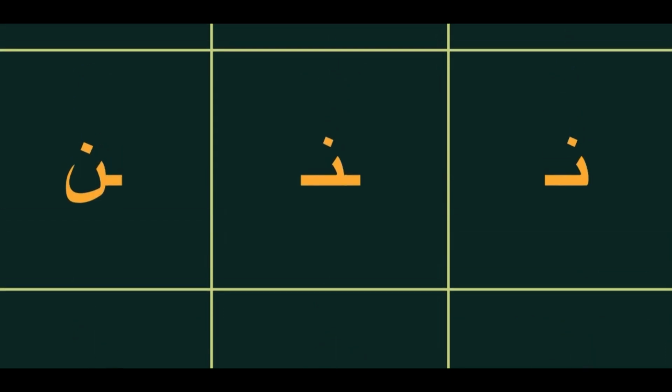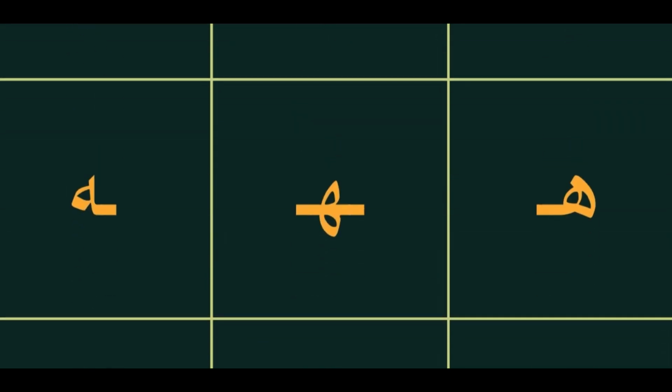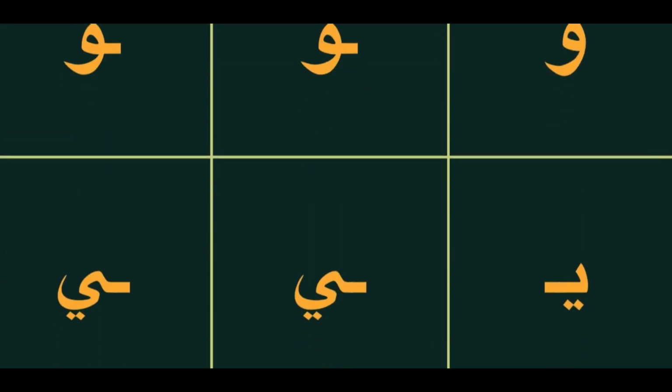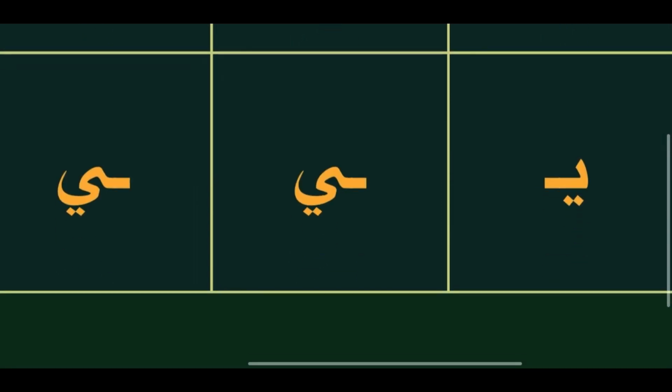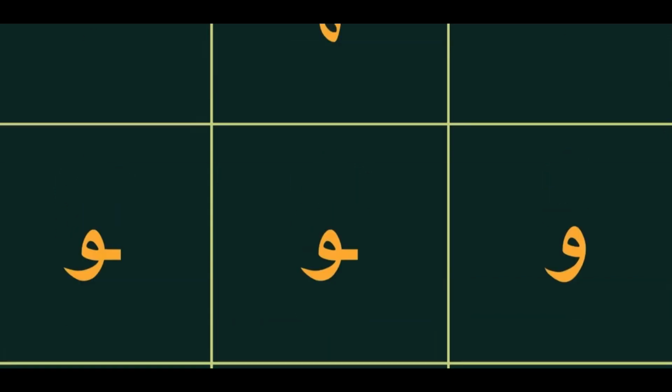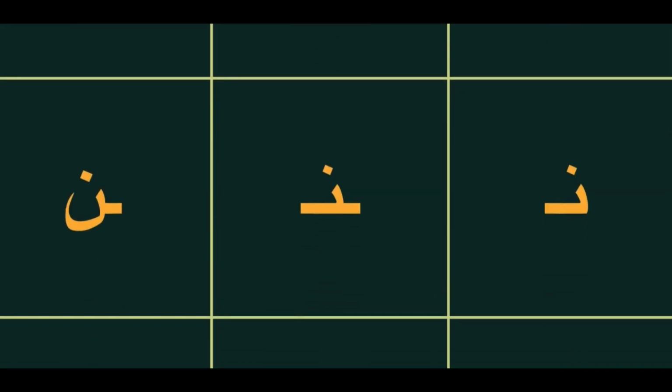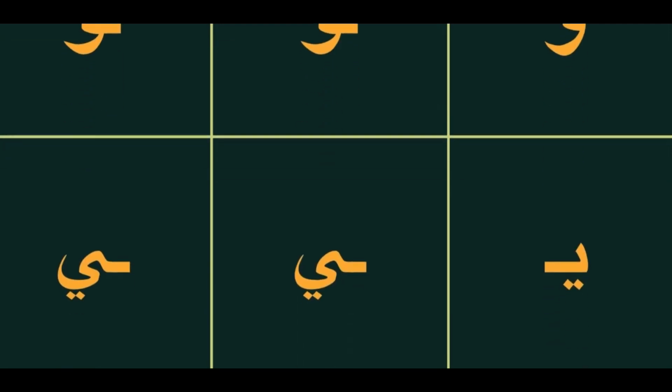Noon has a line that connects it before and also a line that connects after. Wow, as we said, doesn't connect to after at the end of the letter, but it does connect before. And this is ya, which is the last letter. Ya is also to be written like noon, but with 2 dots below. This was differently.